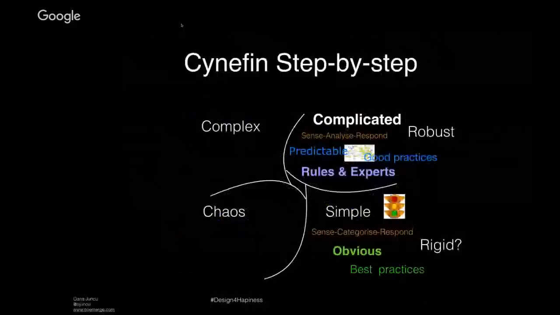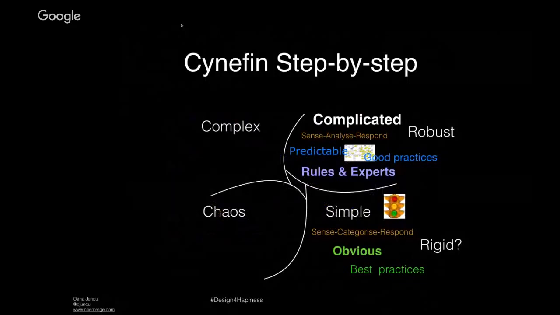In complicated system, what's happening, you sense what you're seeing, there is a lot of analysis going on, and then you respond. Complicated systems are predictable. You can have a list of good practices, rather long list of good practices, and you need rules and experts. Complicated systems are regulated. I would like to call this type of system robust. As they are predictable, you can lean on them. You know exactly what will happen. The input, you have the process, you have the rules. The output is predictable.